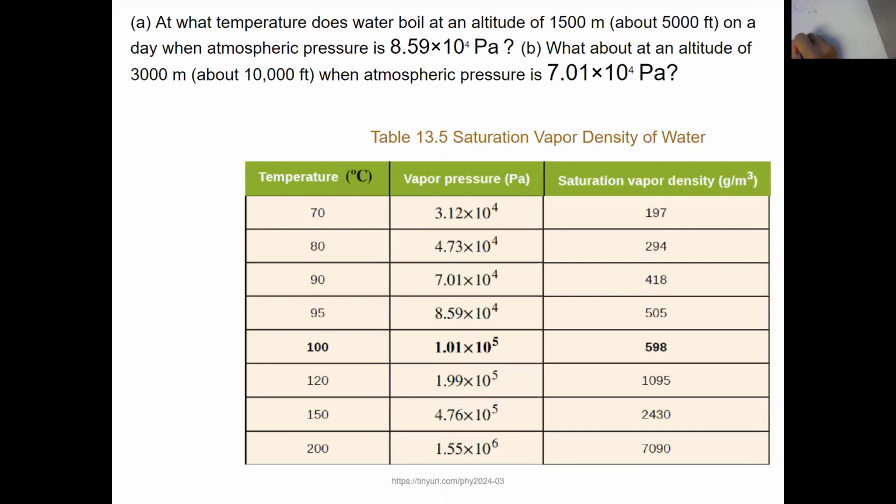So for A, at that vapor pressure, 8.95, you're looking at the table over here, so that would be 95 degrees Celsius. For B, when the atmospheric pressure is 7.01 times 10 to the 4, then the boiling temperature will be 90 degrees. So simply look at the table here and find the corresponding boiling temperature.